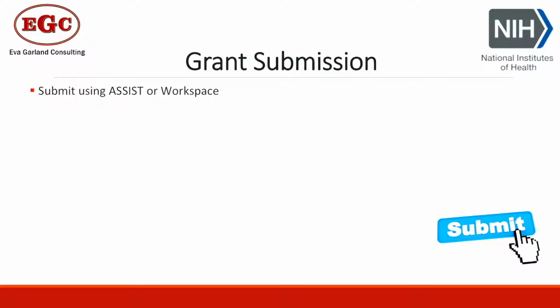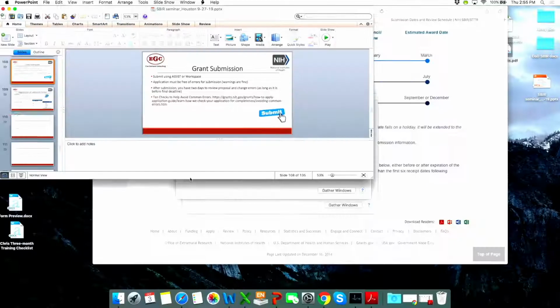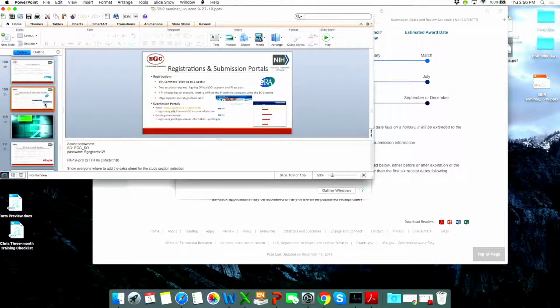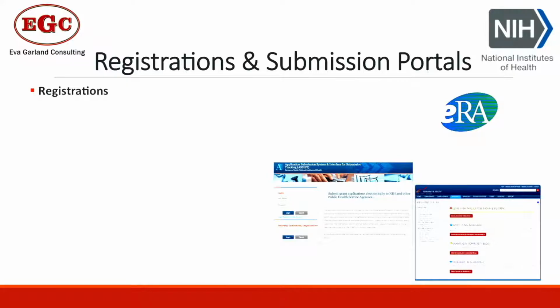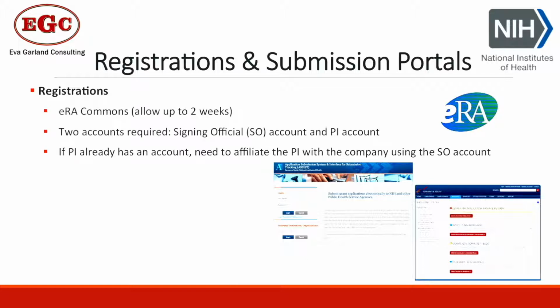Okay, so we always recommend that when people are submitting their grant that they use ASSIST, which is through eRA Commons, rather than Workspace, although you can use Workspace as well. So, well, let me actually do this slide first really quick. Okay, so I'll just go through this one last time.